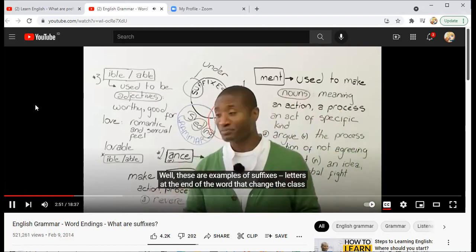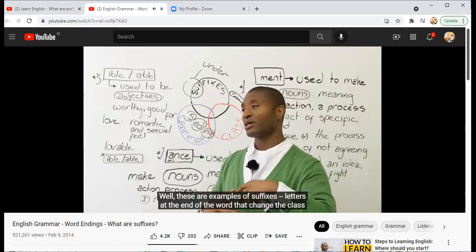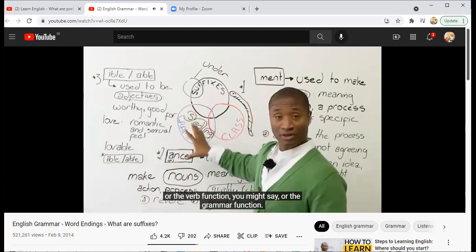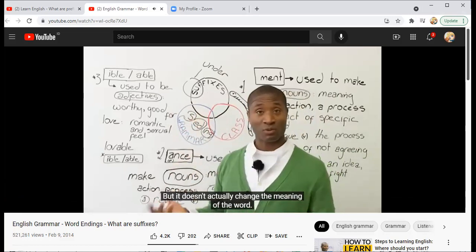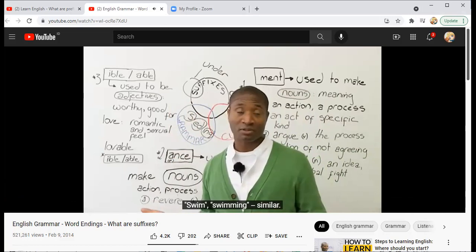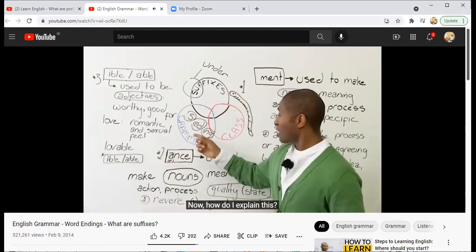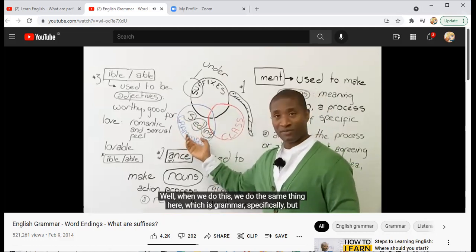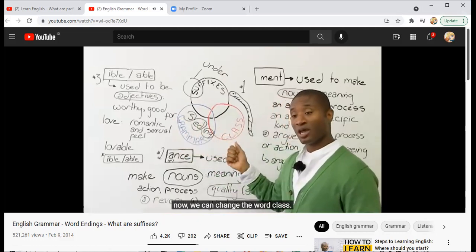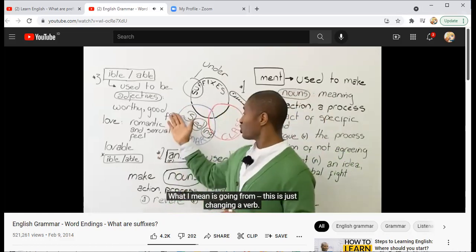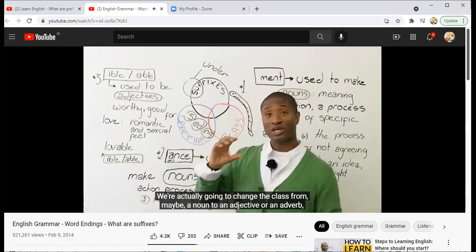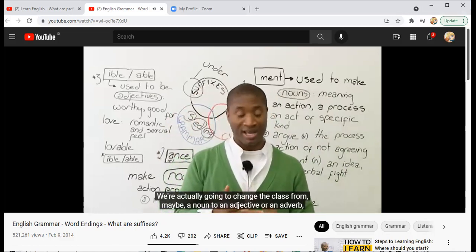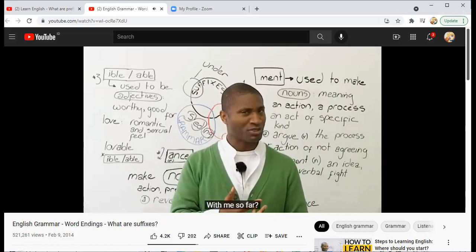Letters at the end of the word that change the clause or the verb function, you might say, or the grammar function, but it doesn't actually change the word. Swim, swimming, similar. Now, how do I explain this? Well, when we do this, we do the same thing here, which is grammar specifically. But now we can change word class. And what I mean is going from just changing a verb, we're actually going to change the class from maybe a noun to an adjective. Okay? With me so far?